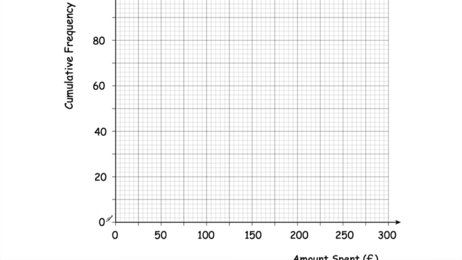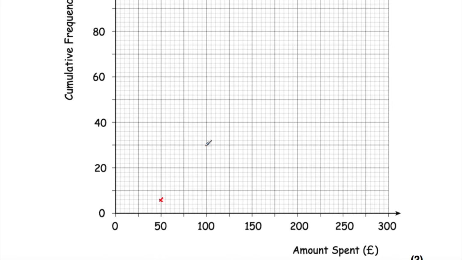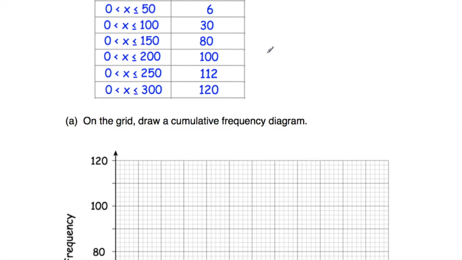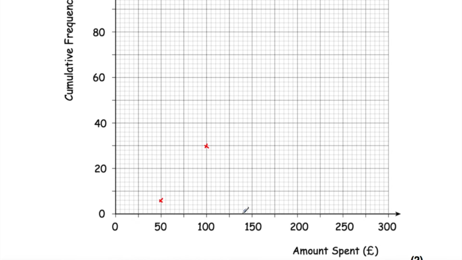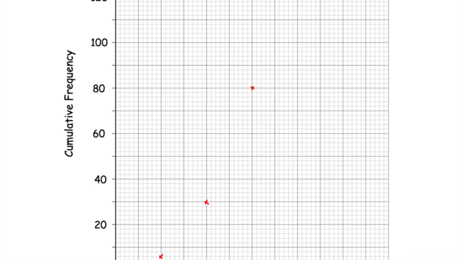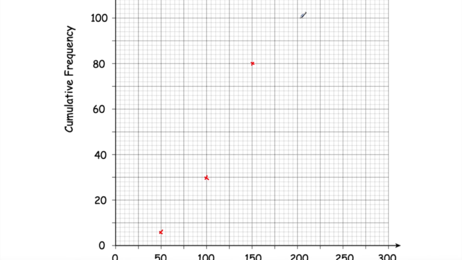So let's do that. So 50 across, and in terms of 6 up, well, going from 0 to 20, that's got 10 little boxes, so 20 divided by 10 is equal to 2, so it's going to be 2, 4, 6. So that's 50 across, 6 up is there. 100 across and 30 up would be there. Next, we've got 150 across and 80 up, so 150 across there, and then 80 up would be here. Next, we then have 200 across and 100 up. So 200 across and 100 up would be there.